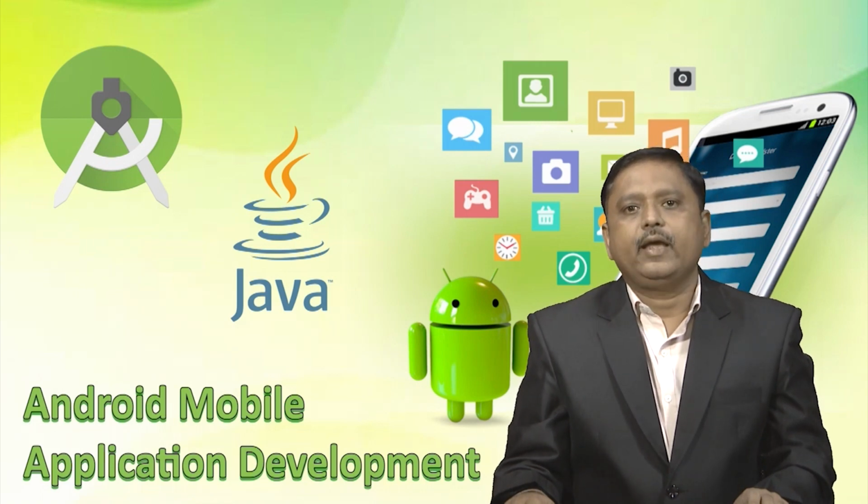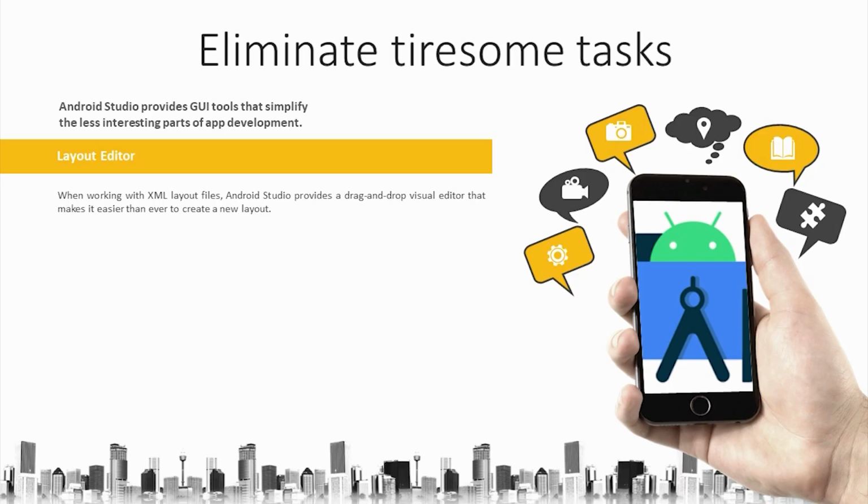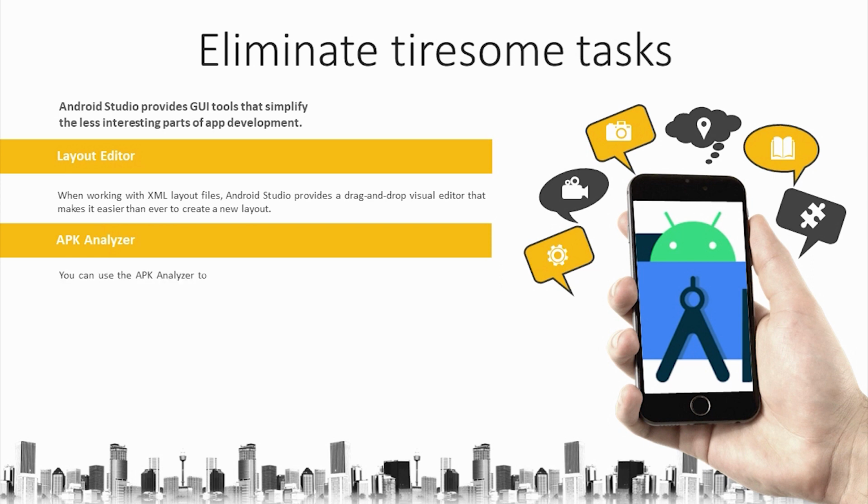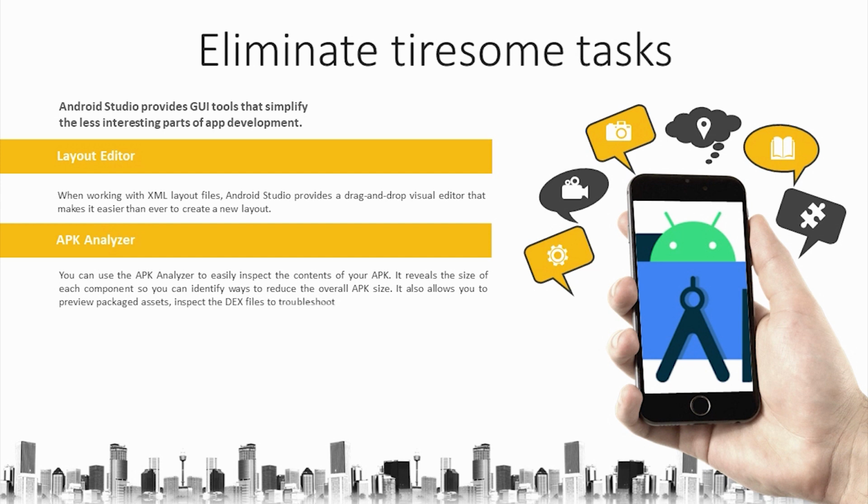Another feature is APK Analyzer. You can use the APK Analyzer to easily inspect the content of your APK. It reveals the size of each component so you can identify ways to reduce the overall APK size. It also allows you to preview packaged assets, inspect the DEX file to troubleshoot multi-DEX issues, and compare the differences between two APKs.